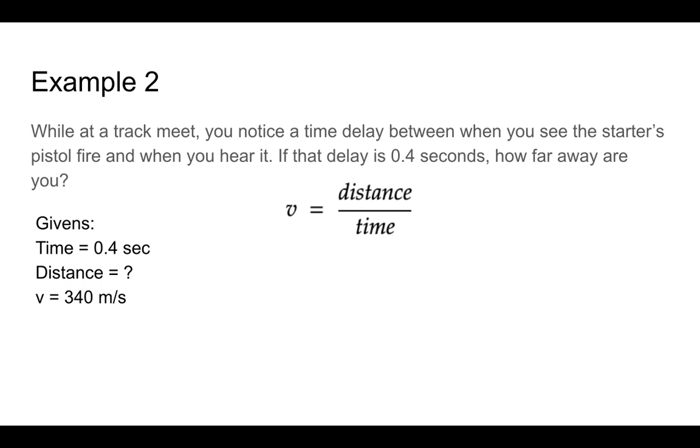If we're solving for distance here, which is like our displacement because it's only in one direction, that's delta x, we get delta x is equal to velocity times time. Plugging in our numbers, we get 340 meters per second times the time of 0.4 seconds, and we end up getting 136 meters. So even though you're only 136 meters away from the starter firing the pistol, you're still getting quite a bit of delay. I mean, 0.4 seconds, you'll notice it, which is kind of interesting.